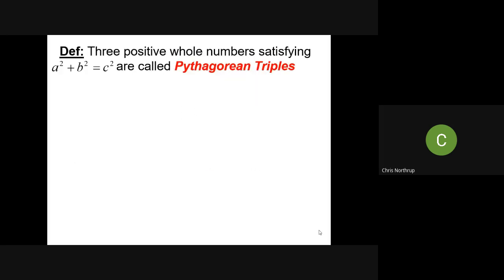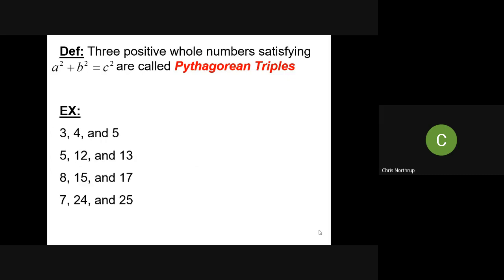If you have any three positive whole numbers that satisfy A squared plus B squared equals C squared, we call those numbers Pythagorean triples. Some common ones are 3, 4, and 5; 5, 12, and 13; 8, 15, and 17; and 7, 24, and 25. There are a whole bunch more out there, but these are probably the most common. 3, 4, and 5 are probably among those even more common than the others.